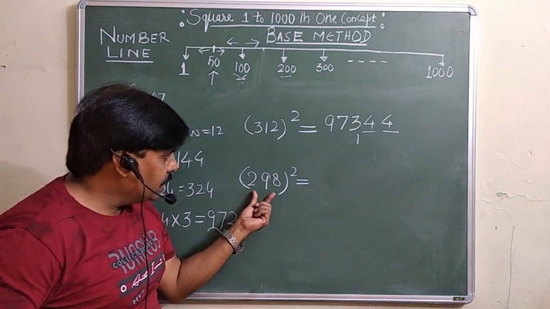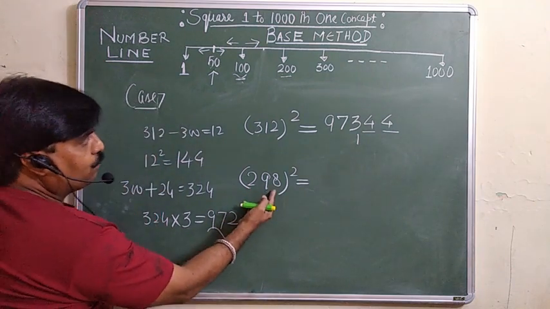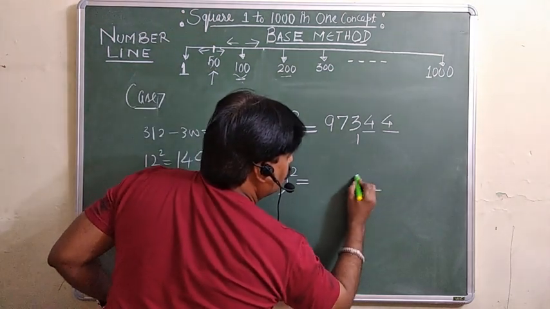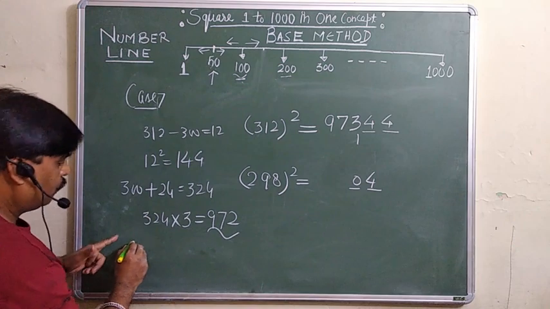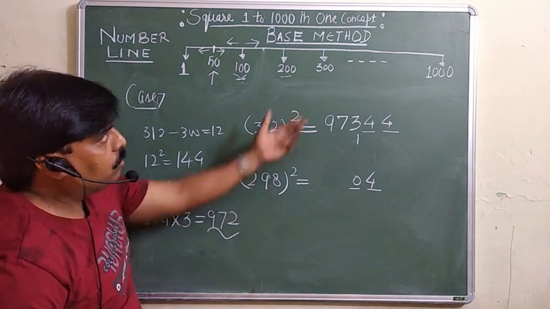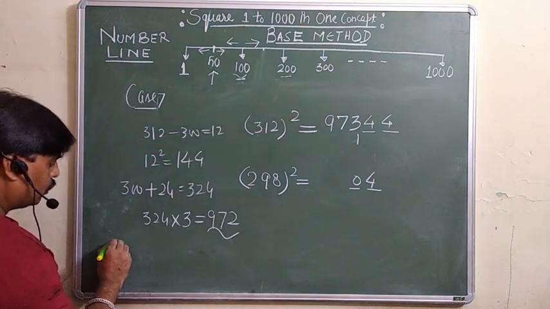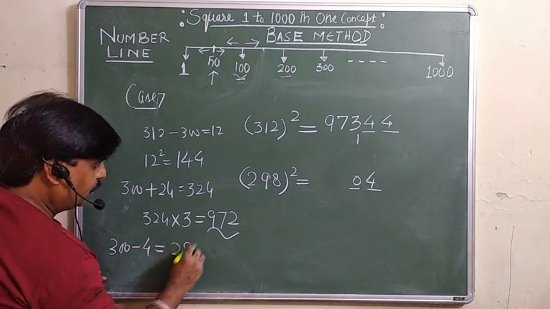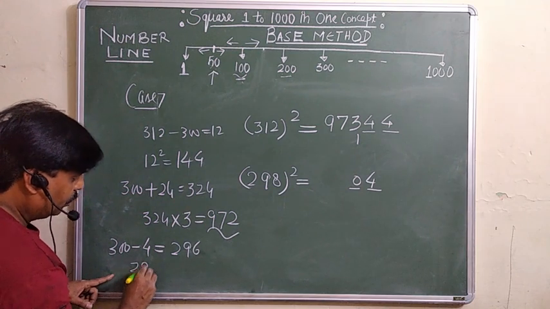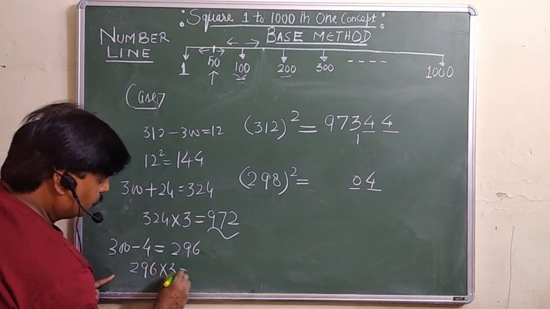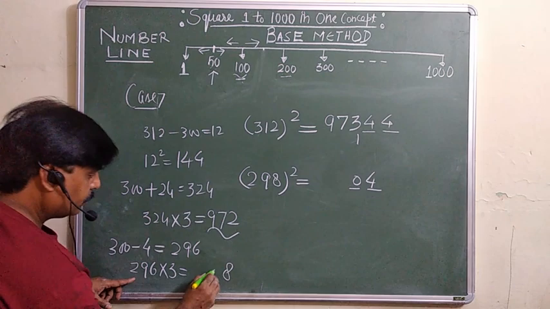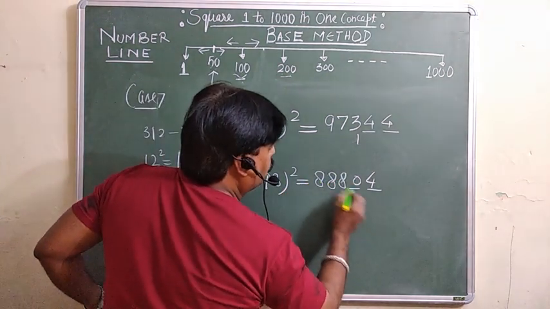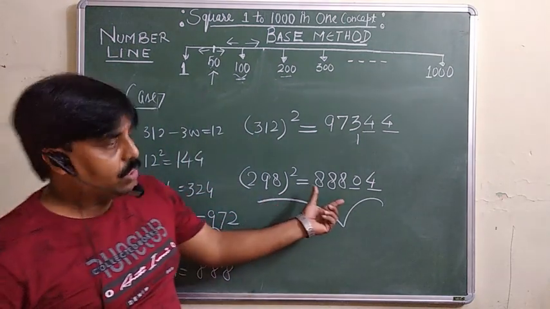Similarly, in case of less than, the same method is there. The difference of these two is 2. So the square of that is 4, means 04. The difference is 2, and double of that 2, that is 4, must be subtracted from this one. So 300 minus 4 is 296. Do the 3 times of this one, so this is 888. So 88804 is the square of this number.